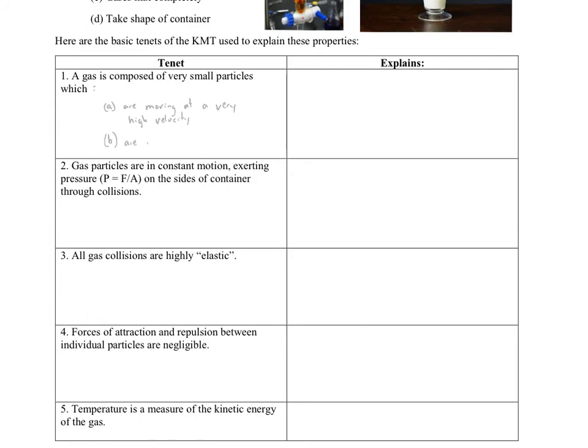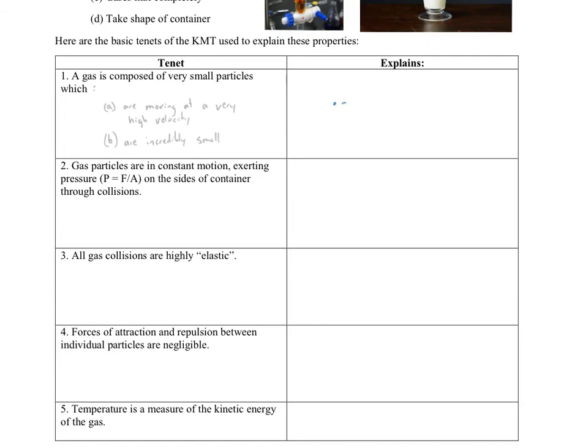So they're incredibly small, and the smaller the particles, the more ideal the gas is, or the more it obeys the ideal gas law. The larger the particles, the less ideal the gas. So these are the first two parts of this first tenet. It's that the gas particles are very small and they are moving at a very high velocity. What does this explain about gases?